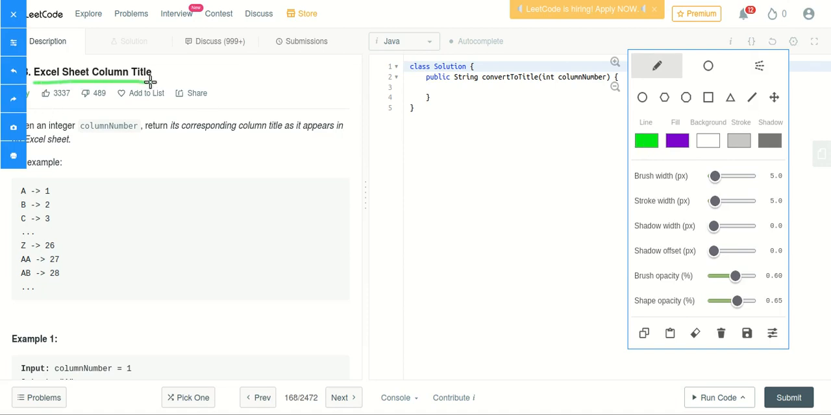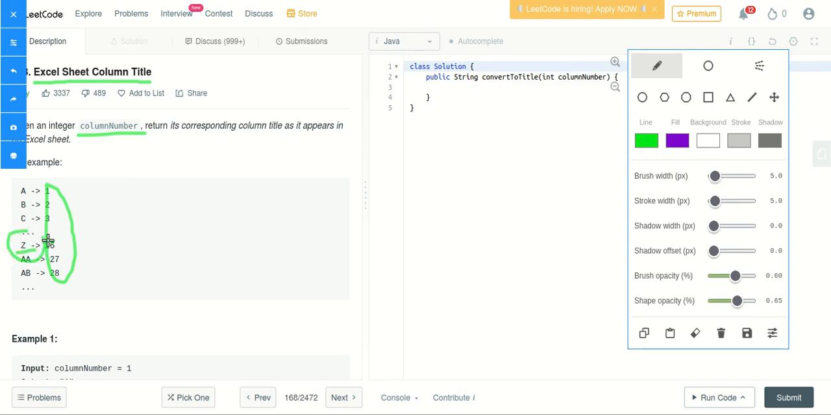Let's try to see. We are given a column number. If you notice inside an Excel sheet, if you see the column number, instead of 1, 2, 3, they are given like A, B, C, D, and so on.